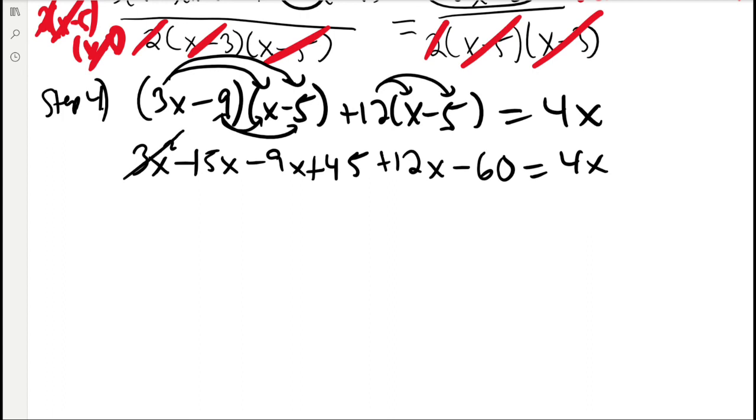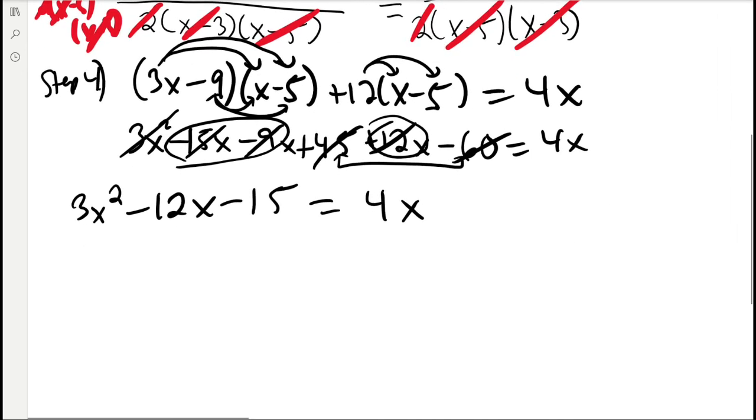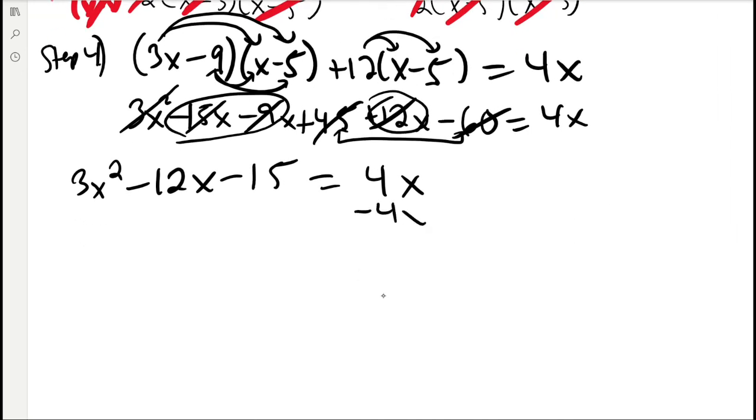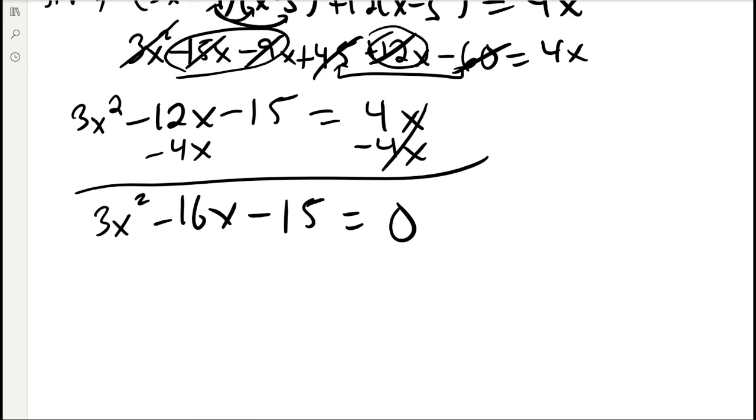We have nothing to do with the 3x squared, so I'm just going to rewrite that. We can combine the negative 15x and the negative 9x. That's negative 24x. Negative 24x plus 12x is negative 12x. That goes away. You can combine the 45 and the negative 60. That gives us negative 15. That goes away. Equals 4x. Now we're going to go ahead and subtract 4x on both sides. So we have here 3x squared minus 16x minus 15 equals 0. So now it's a quadratic.